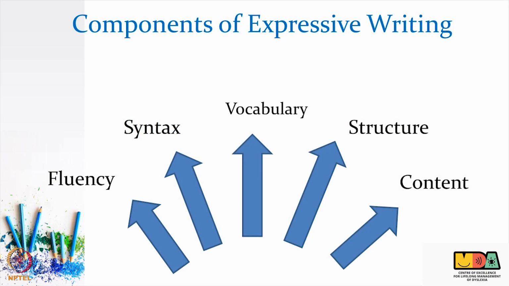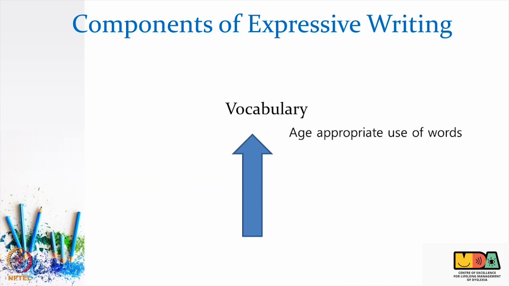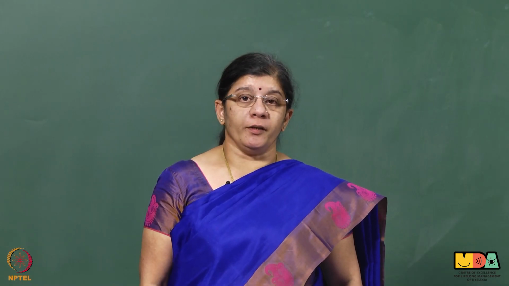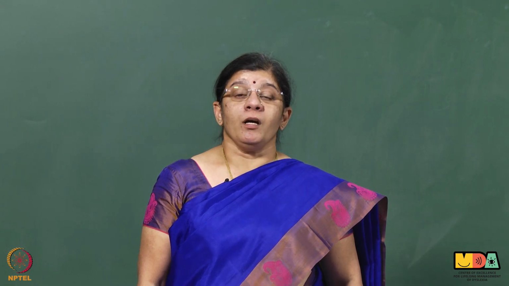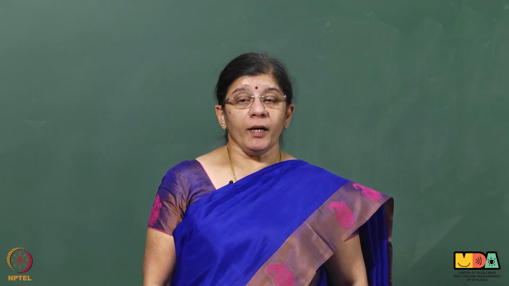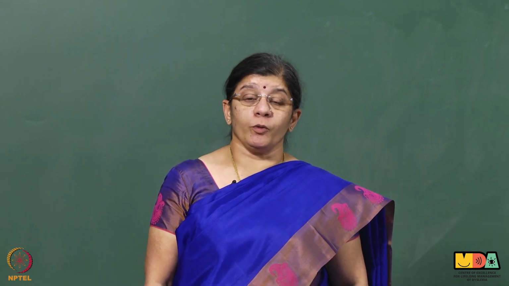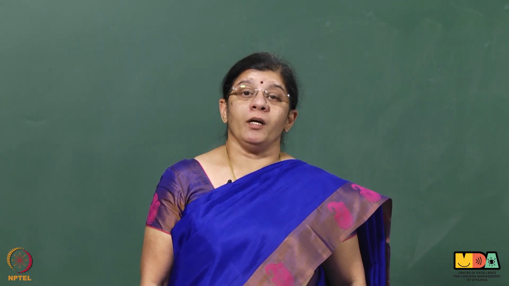The next component of writing is vocabulary. Children need to use age appropriate and class appropriate vocabulary when they are writing. For a 5th grader, the child is expected to write "lion is a carnivorous animal", but children with specific learning disability will write "lion is a wild animal". It means the child is not able to use the appropriate vocabulary in place.